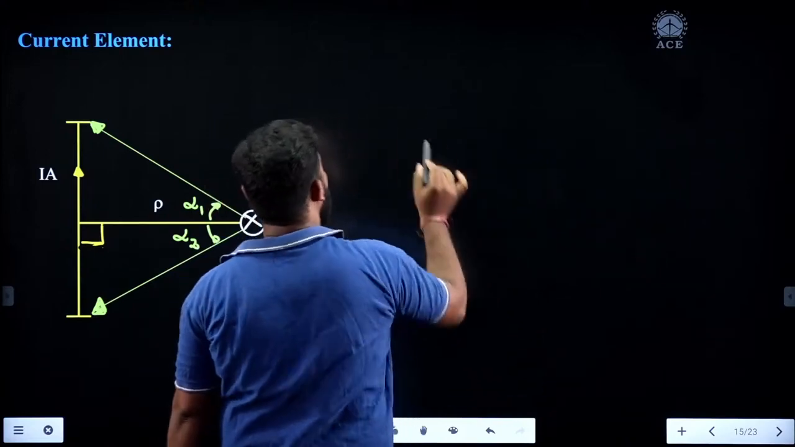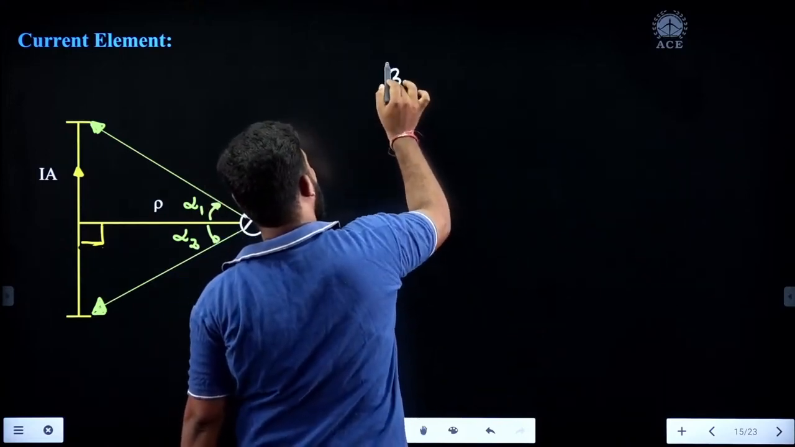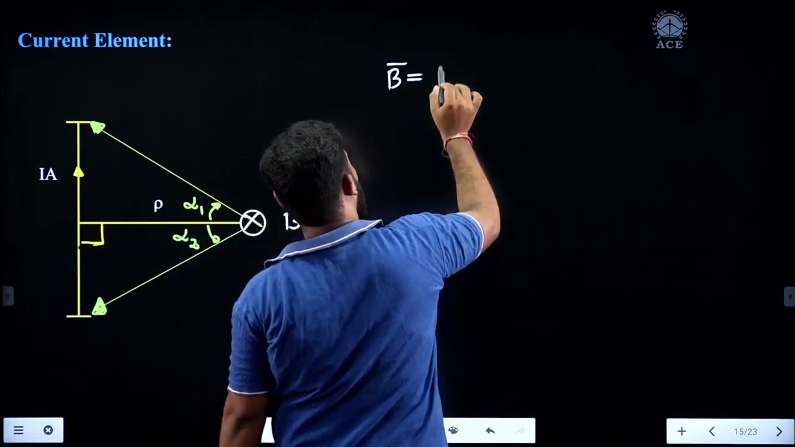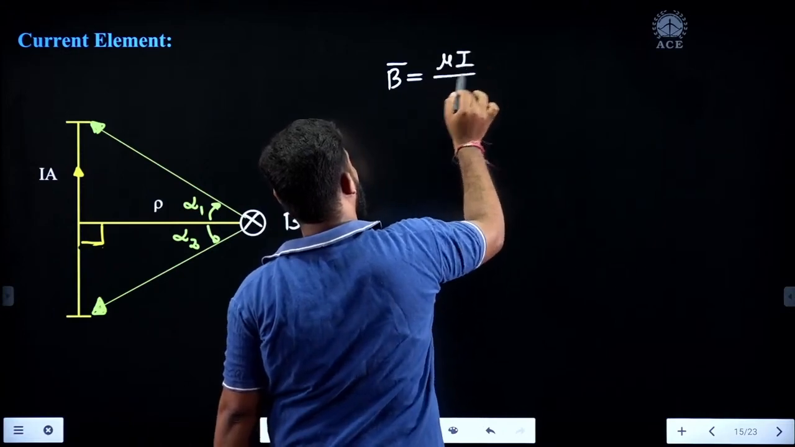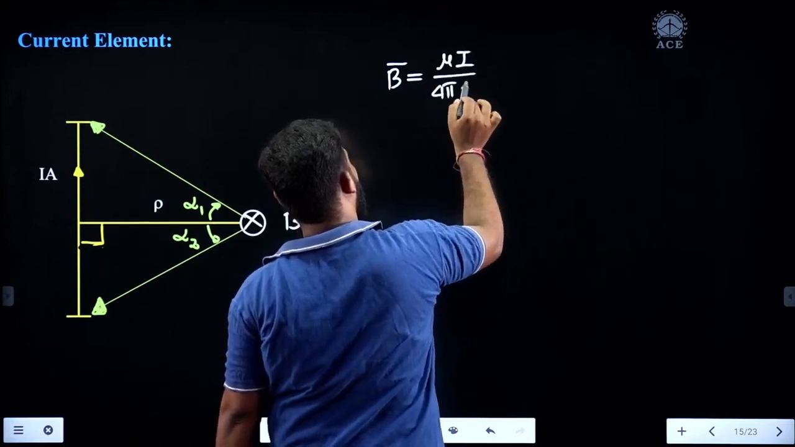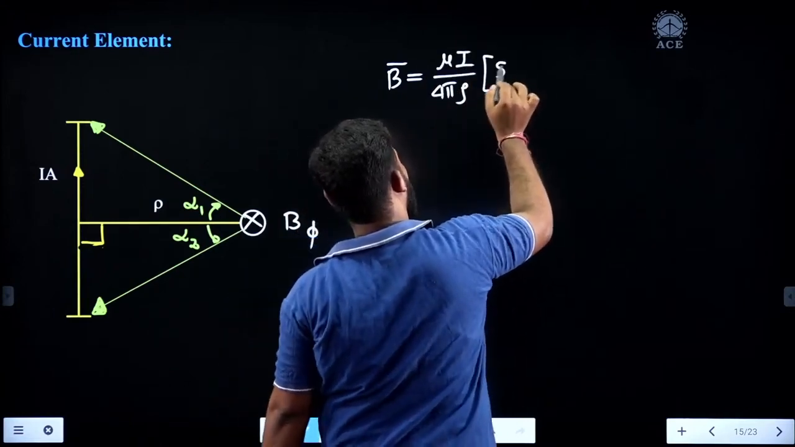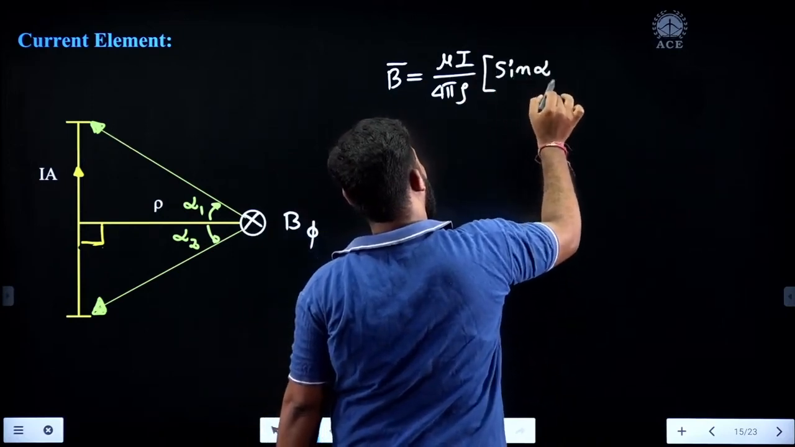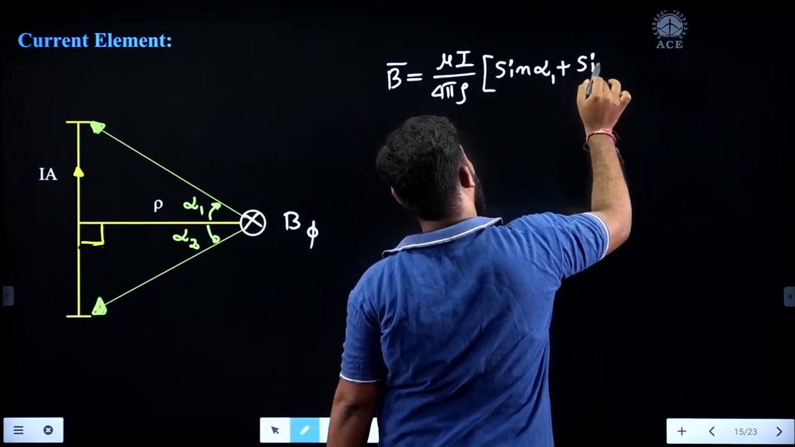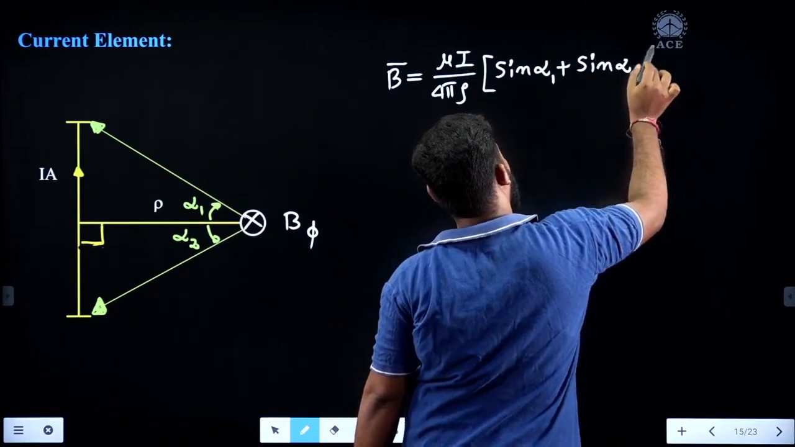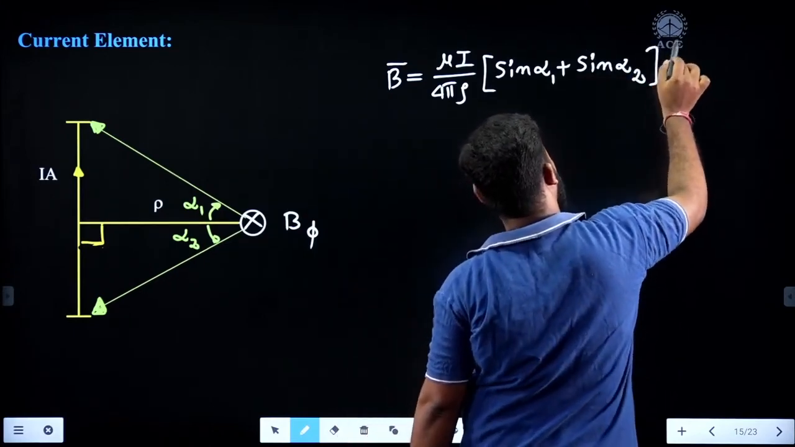So according to this one, what is this B? The B vector is equal to mu into I divided by 4 pi into rho, sin alpha 1 plus sin alpha 2, into phi cap.